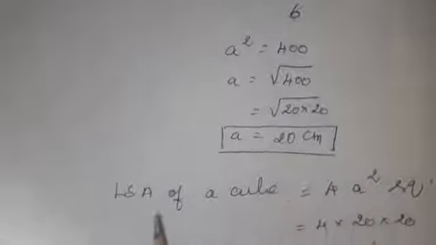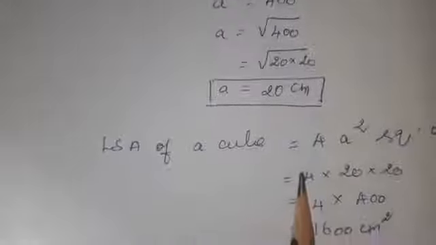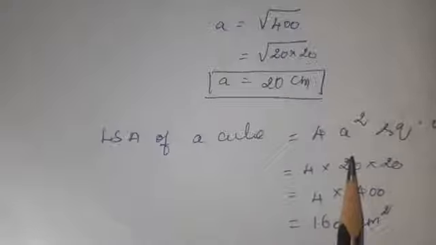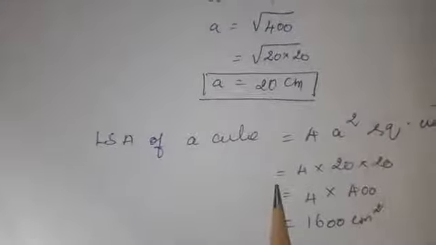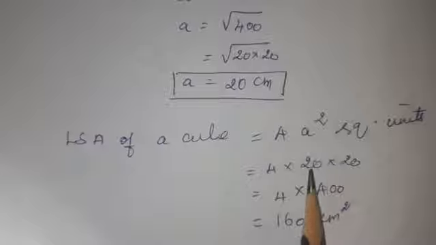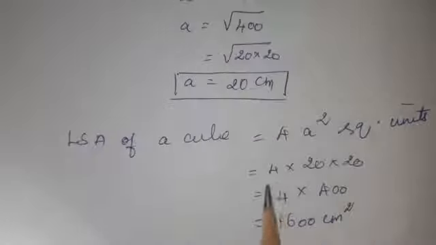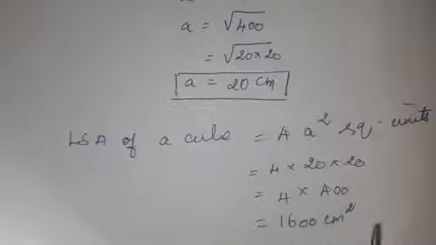The question is asking for LSA of a cube, whose formula is 4A square units, equal to 4 into A value, 20 into 20. When you multiply these three, you will get 1600 centimeter square.